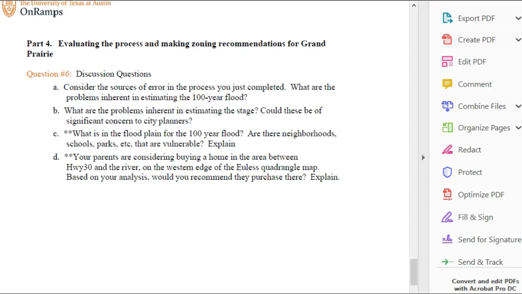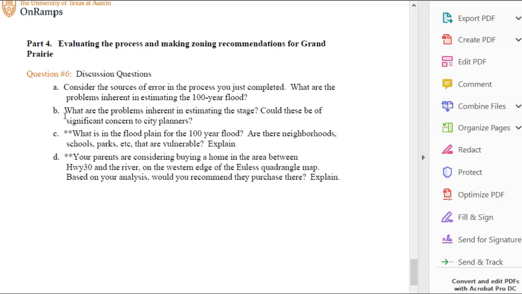All right, we are now on the very last part of the UT Flood Lab. On part 4, you need to evaluate the different things you just did in making the zoning recommendations. So on question number 6, it asks you to consider the sources of error and problems associated. You need to come up with those yourself. So you can discuss with a friend, what are some sources of error and problems that are inherent.